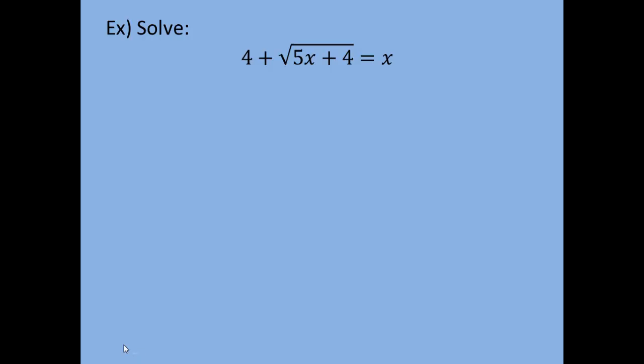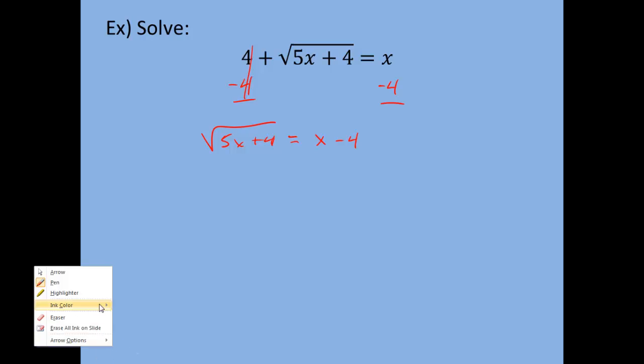So if you wanted to solve 4 plus the square root of 5x plus 4 is equal to x. Again, our first step is to isolate the radical. So I want to isolate the square root on this side of the equation. To do that, I'm going to subtract 4 from it. Subtract 4 over here. So I'm left with the square root of 5x plus 4, because these 4's cancel out, is equal to x minus 4. They're not like terms, so you have to leave them as they are. So we have x minus 4.